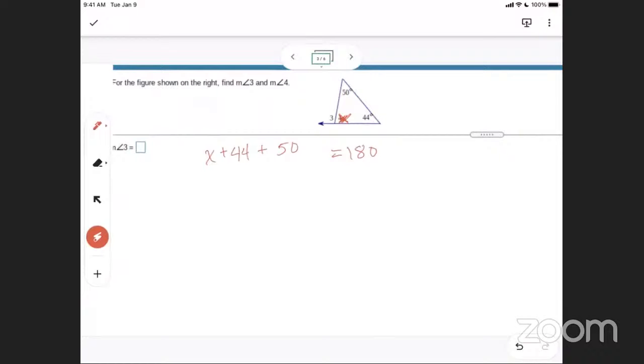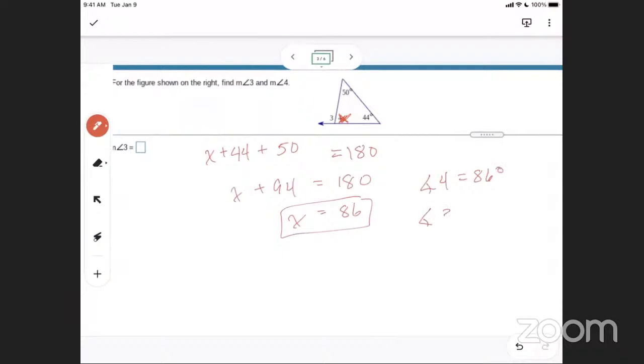So all we have to do is just do the math, right? x plus 94 equals 180. Subtract 94 from both sides, you get 86. Yep. x equals 86. Now, if I have x equals 86, then how can I find angle 3? So now I know angle 4 equals 86. Angle 4 equals 86 degrees.